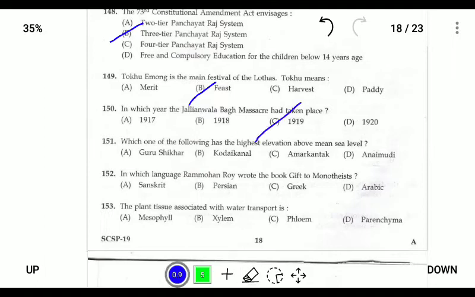Which one of the following is the highest elevation above sea level? So the highest peak is Anaimudi, which is around 2,300 meters above sea level, and it is located in the Anaimalai hills of south Tamil Nadu.